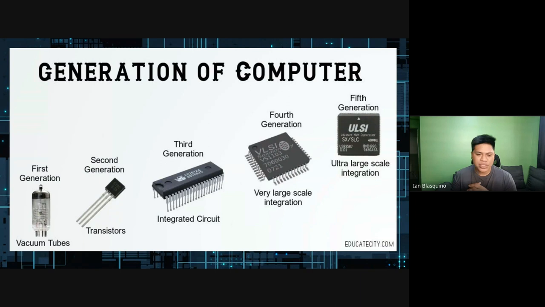When it comes naman sa memory advancement, from the magnetic tape from the first and second generation of computers, dito sa third generation of computers nagkaroon ng improvement, from the magnetic core memory, it becomes a faster and larger semiconductor memory, or yung tinatawag natin ngayon na RAM, random access memory, which is made possible dahil sa integrated circuits.